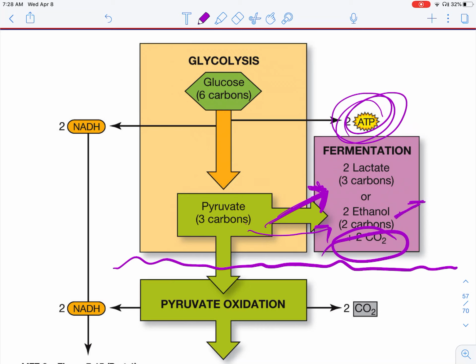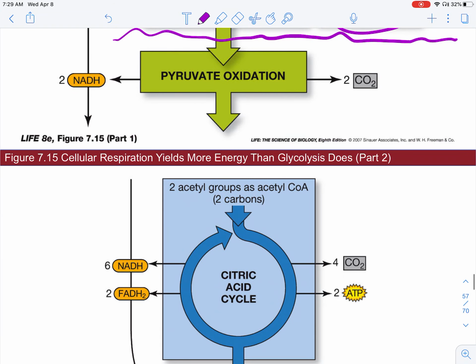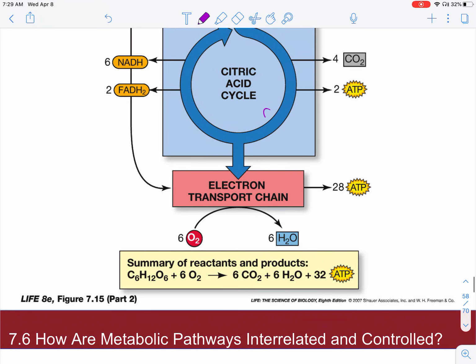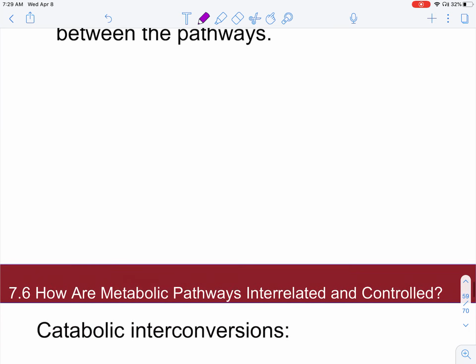This is the carbon dioxide that's formed from yeast fermentation, is why bread rises, or you get carbonation in soda. It is the carbon dioxide formed from that fermentation process that allows that to happen. And then in presence of oxygen, you go through pyruvate oxidation, citric acid cycle, electron transport chain, and the total is 32 ATP out of this.